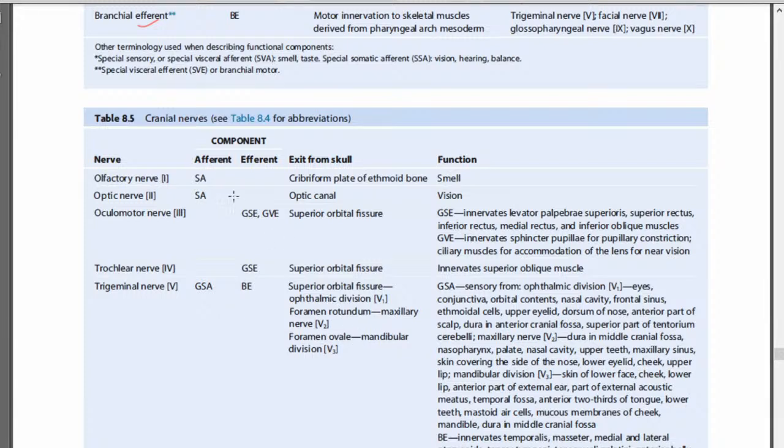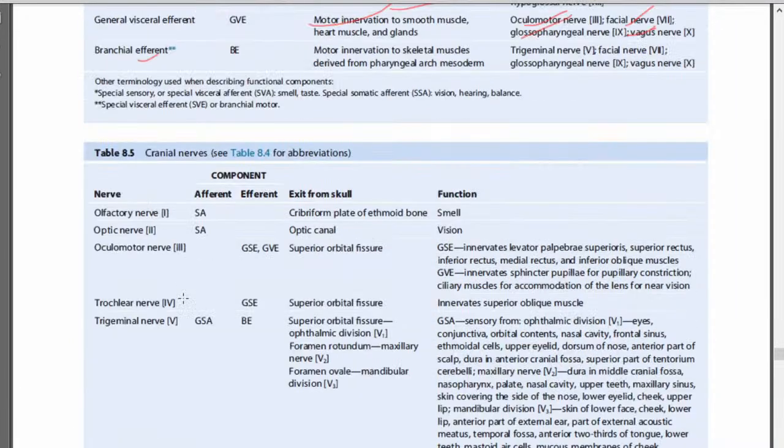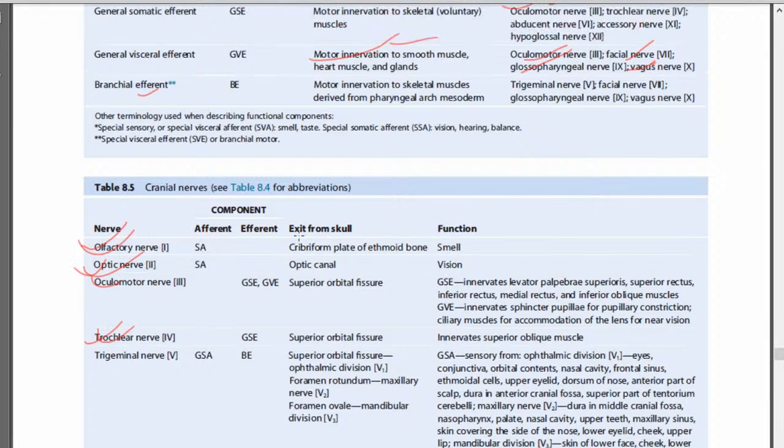Cranial nerves and their components: what does this show? The olfactory nerve carries smell. The optic nerve, in the optic canal, carries vision. The oculomotor nerve supplies the eyes and passes through the superior orbital fissure.